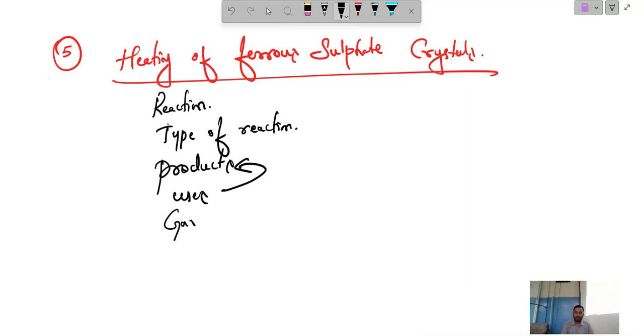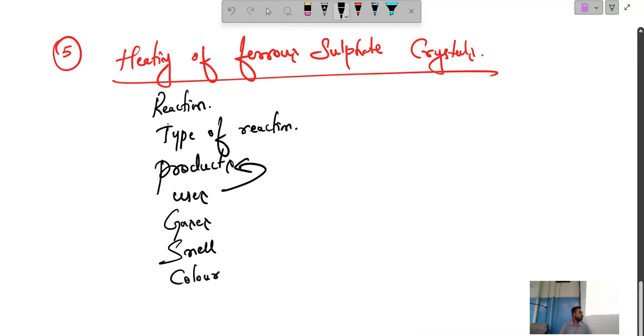They may ask you to name the gases evolved. Which gases are released during this process? About the gases, they may ask you about the smell, whether it is a pungent smell, characteristic smell, sweet smell, which type of smell you observe when the reaction is happening and the product has formed. And they may ask you to write the color of the product.